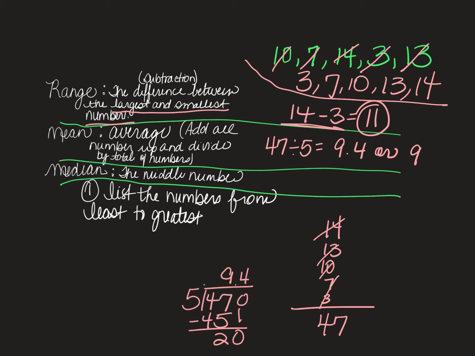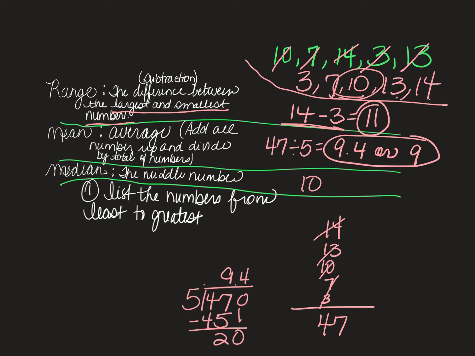The median is the middle number. What number is in the middle? I've already listed them from least to greatest. What number's in the middle? 10. That's your median. That's all you have to do for median.